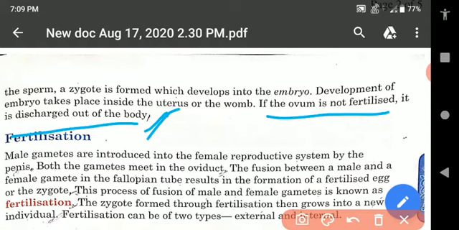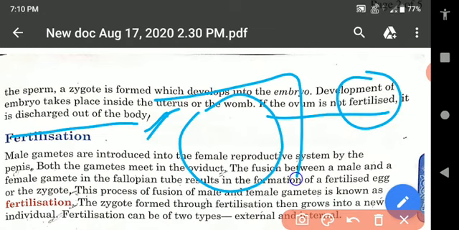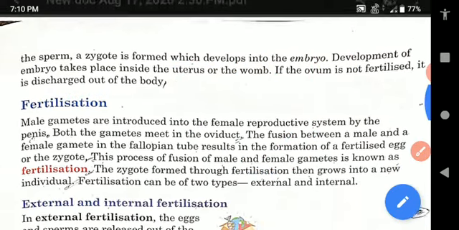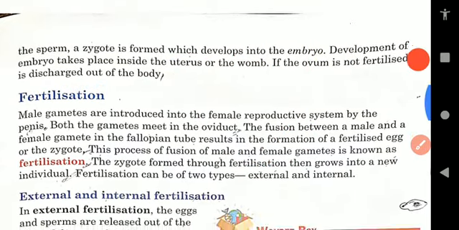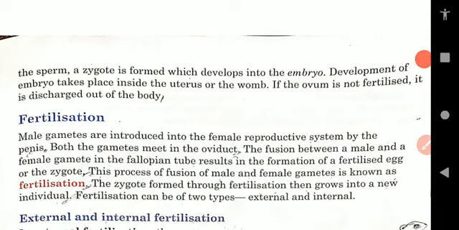Understood? But if it gets fertilized, what would happen? The development of the baby will take place inside the mother's womb, or you can say inside the uterus, and for that period of time no discharge of blood or menstruation can be seen. Understood? So I hope you understand this phenomenon totally. Here we complete our today's class.